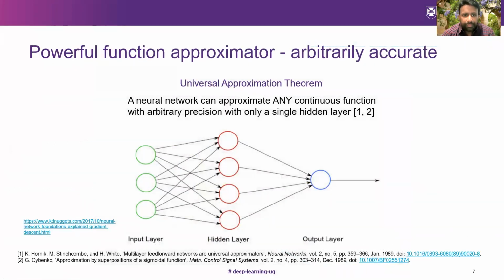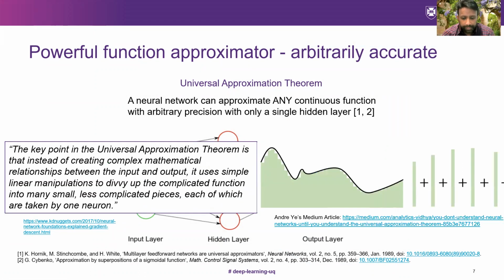So why bother? Why are neural networks so important? Well, the first point is that they are powerful function approximators, which means a neural network can approximate any continuous function with arbitrary precision with just a single hidden layer. And there's some references there. It's a quite strong proof. That's been proven in many ways. But the gist of it is what we're interested in.